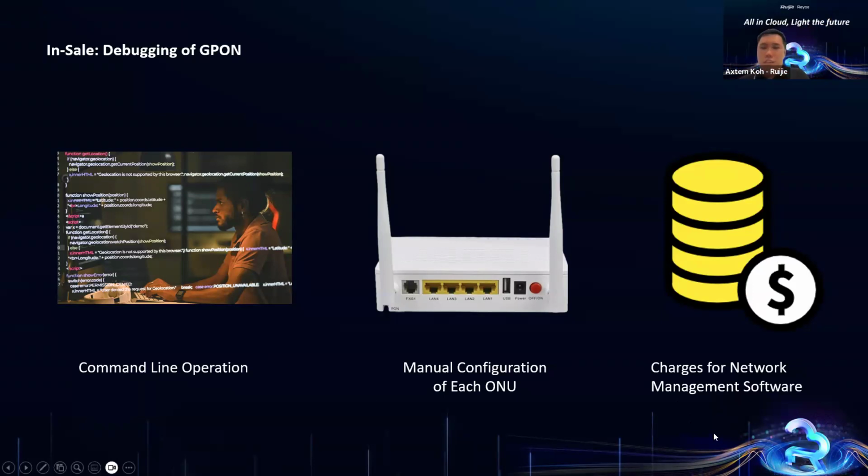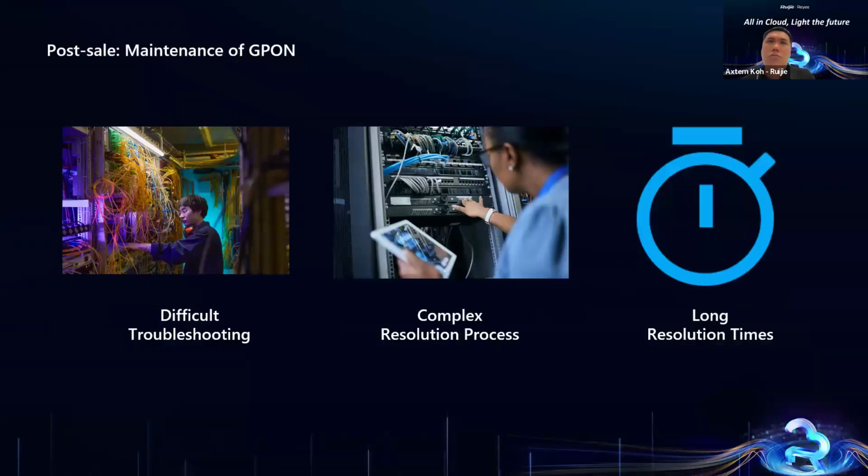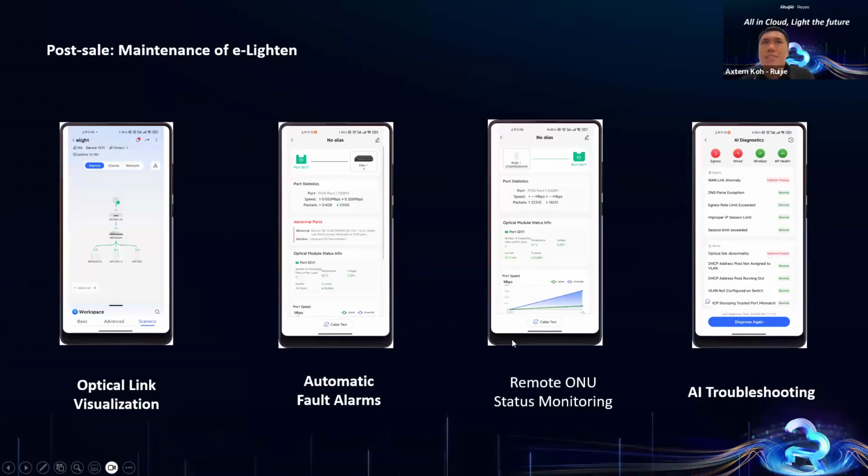But for Ruijie itself, as I mentioned, we are using SOM, so even for the Enlighten solution, you can easily use your phone to do the configurations, and even do some AI troubleshooting as well. This saves your time and your cost, whereas facing difficult troubleshooting problems or very complex solutions, you would need to spend more time.